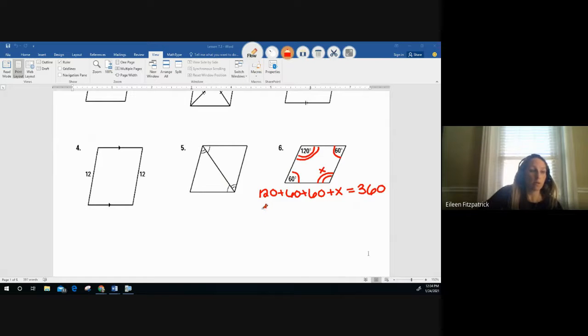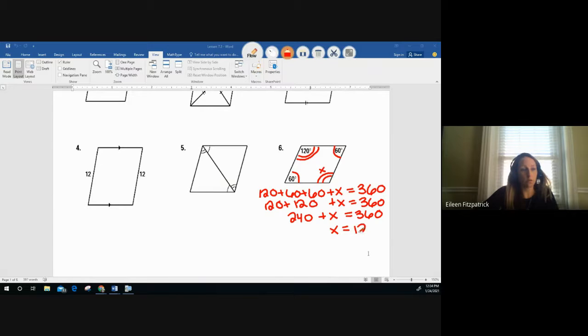Okay. So I have 120 plus 120 plus x equals 360. 120 plus 120, that's 240 plus x equals 360. Subtract 240 from both sides and x equals 120. So now that I know that this angle is 120, I can say yes, opposite angles congruent implies parallelogram.